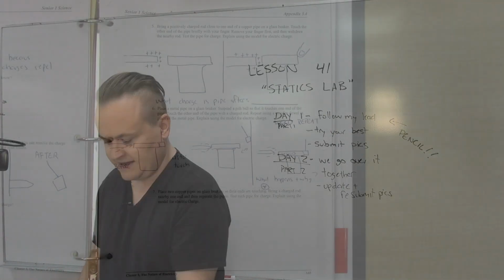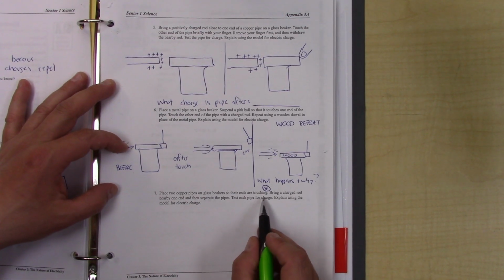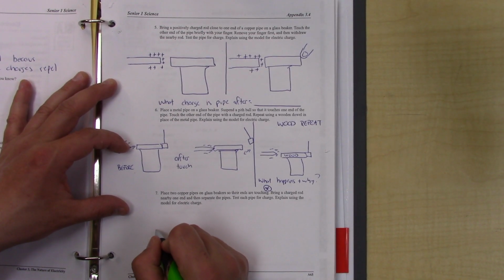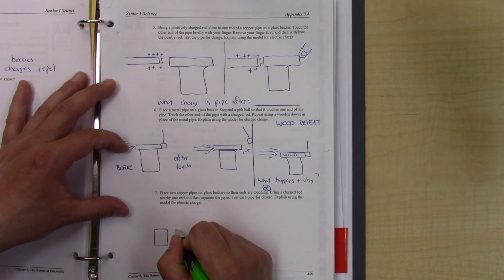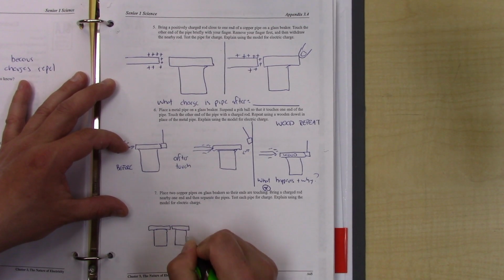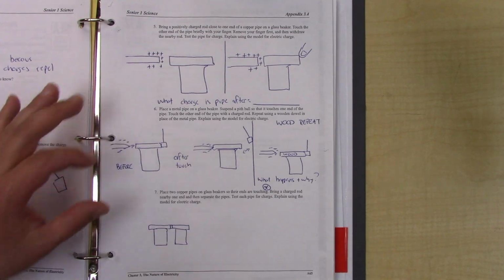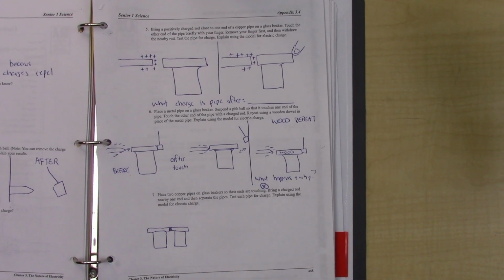So let's take a look at the last thing you need to do. Well, second last thing. Place 2 copper pipes in glass beakers so their ends are touching. Okay, so we've got a glass beaker here and a glass beaker here. And we've got 2 copper pipes so that their ends are touching. Sorry, I screwed that up a little. They're touching. The pipes are touching. Okay?